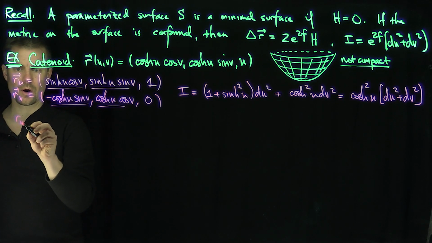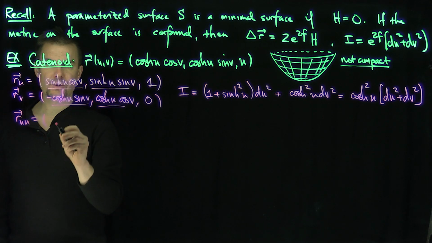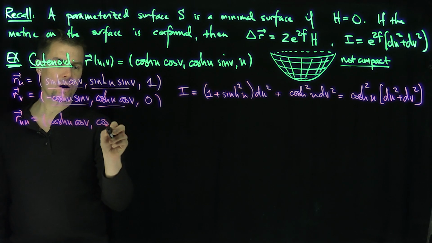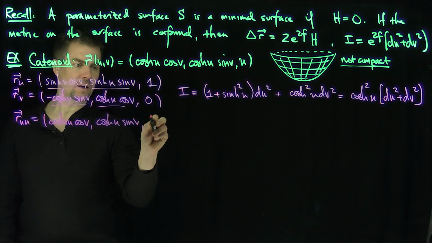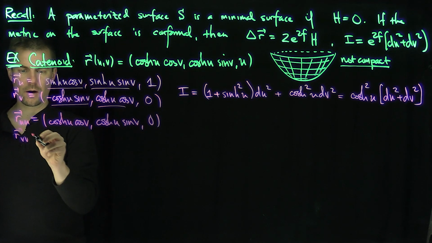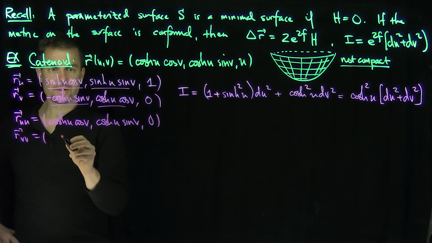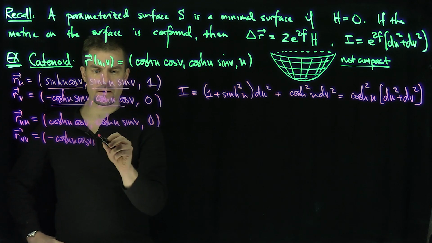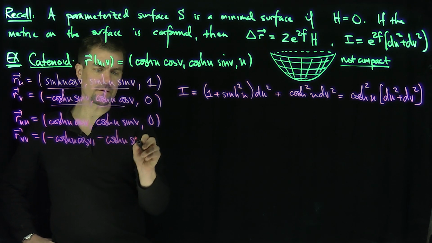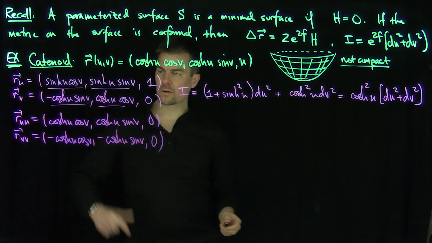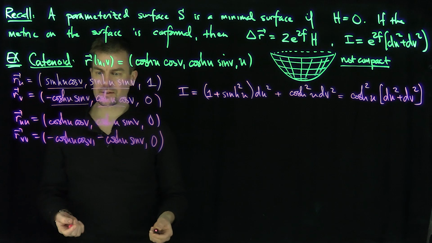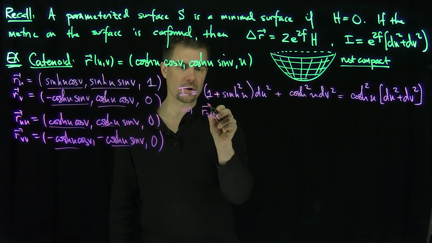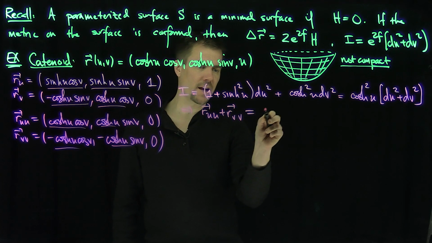So what's Ruu going to be? Ruu is going to be a cosh u cosine v, a cosh u sine v, 0. And what's Rvv going to be? Rvv is going to be negative a cosh u cosine v, negative a cosh u sine v, 0. And lo and behold, if I add these things together, this plus this is 0, and this plus this is 0. And we know, therefore, that Ruu plus Rvv on one hand is equal to 0.